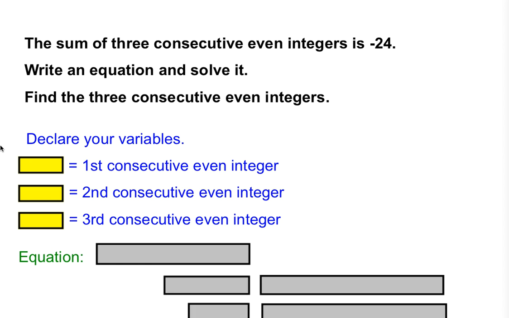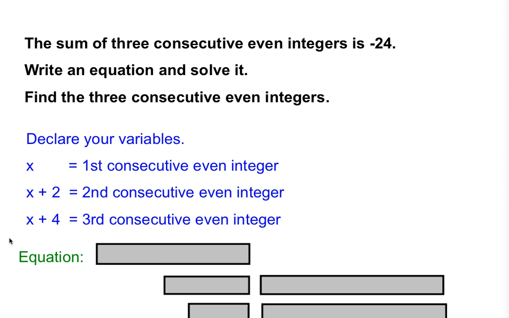So I'm going to go ahead and declare my variables. The first one I'm going to assign as variable x. Now for the second consecutive even integer, hopefully you watched my previous video and are able to declare what this integer will be. That would be x plus 2. And then in order to find the algebraic expression for the third consecutive even integer, that would be x plus 4.